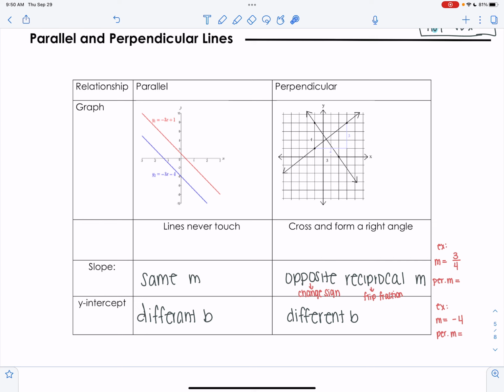If you don't have a fraction, you need to write it as a fraction by putting that whole number over 1. And then they have different b's, which we can see here. These two lines intersect the y-axis at different points. Before we move on, I want to look at just some examples of opposite reciprocals.